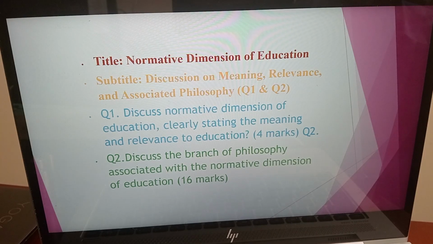Hello everyone. Today I want us to look at the normative dimension of education, and I have two questions here that will guide us on our topic today. Question one asks you to discuss the normative dimension of education, clearly stating the meaning and the relevance to education. Question two asks you to discuss the branch of philosophy that is associated with the normative dimension of education.